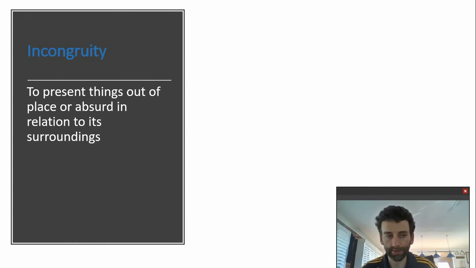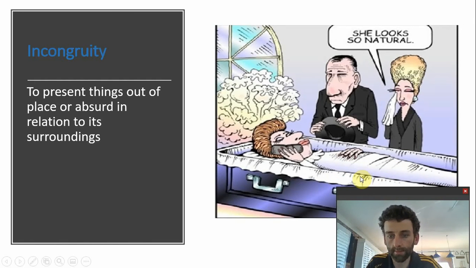So it's placing things in an absurd or contradictory way to the way in which they should actually be represented. Here we have a woman lying in her coffin. Well, as she's lying in her coffin, she's holding a cell phone or a mobile phone to her ear, which is highlighting the attachment, or criticizing the attachment, that people have to their phones, to technology in general.